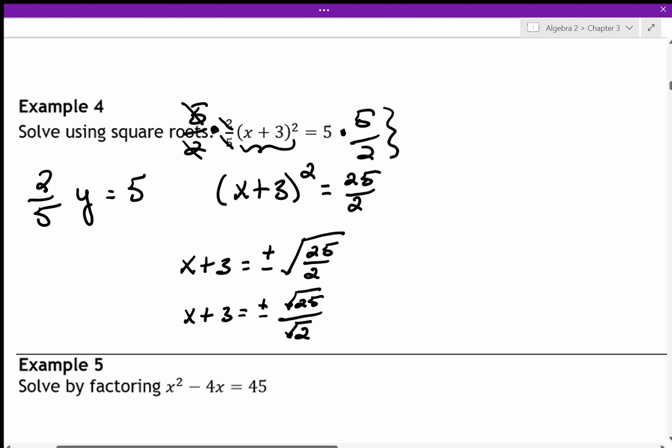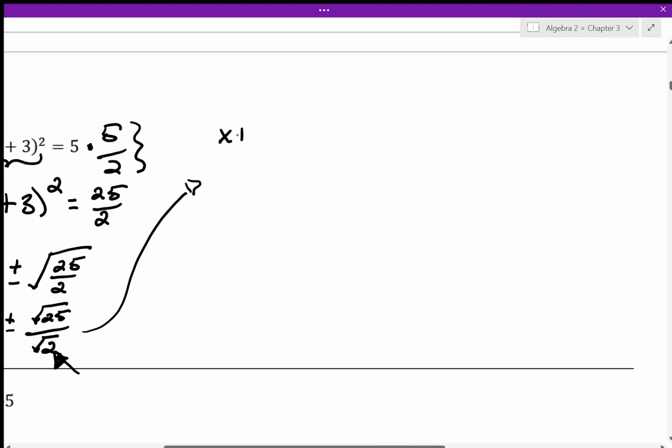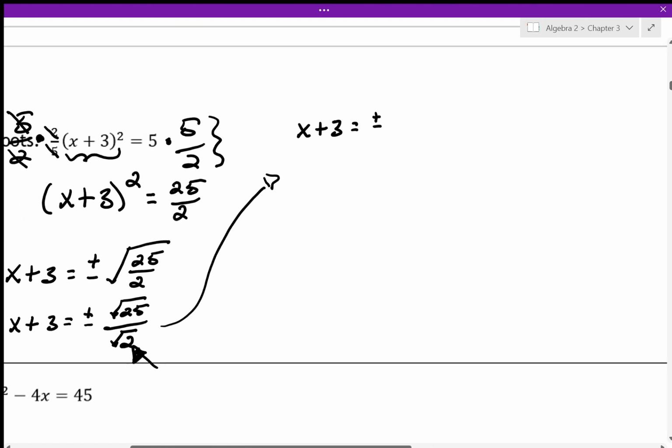Now rule number 3 is often the hardest one to finish. It's that you can't have a root in the denominator. These are old rules back from Algebra 1. So what we're going to do here is copy it down over here so that I have a little bit more room. x plus 3 equals plus or minus root 25. We know what that is. The square root of 25 is plain old 5. And the denominator is the square root of 2.